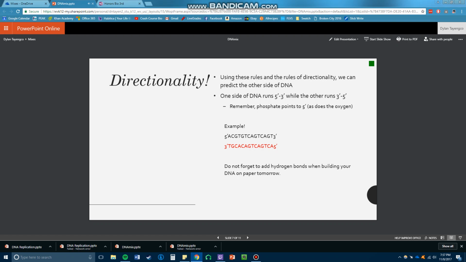Directionality: I've changed the colors for the example down there, which is really, really nice of me. The basic rules of base pairs and then directionality allows us to make any strand of DNA that we would want. Remember, one side is going to go 5' to 3', while the other goes 3' to 5'. We have the phosphate pointing to the 5' direction because that's what it's bonded to, the 5th carbon. And let's just go ahead and make some green hydrogen bonds here. I just made them dots. Close enough. It's not perfect, but it's good enough.